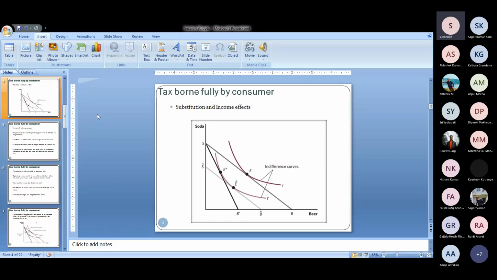Now, the other thing is the moment you impose a lump sum tax, the individual has nothing to do with that lump sum tax; it has nothing to do with the relative price of these two goods. So there will be no substitution effect. It will be a pure movement from E to E hat. The movement from E hat to E star will be eliminated.